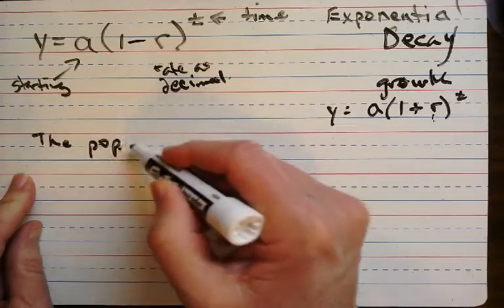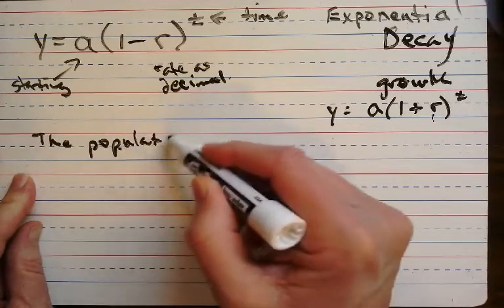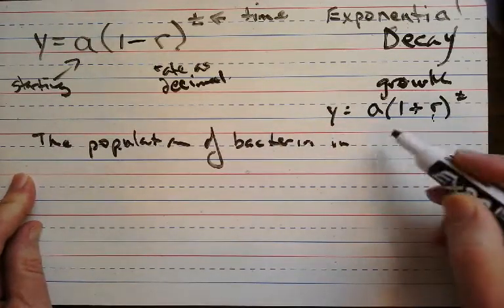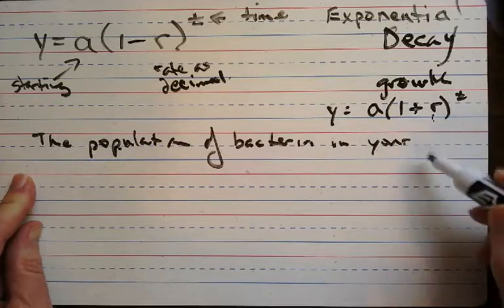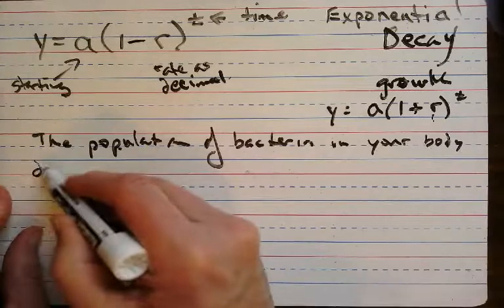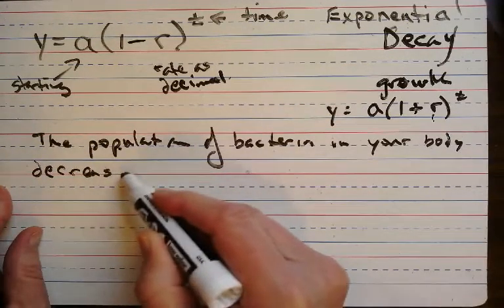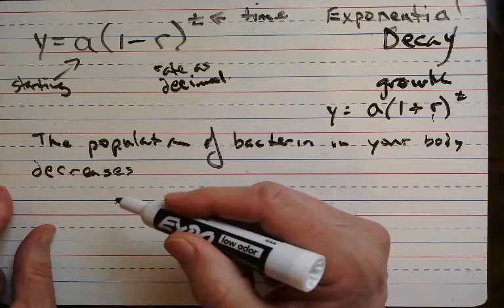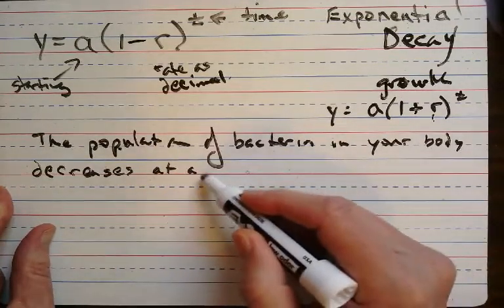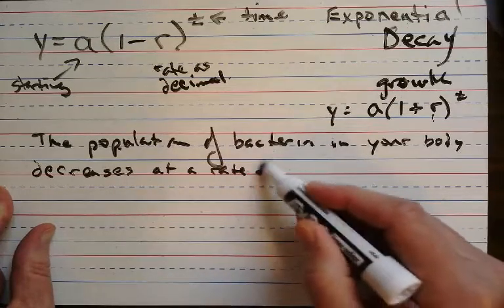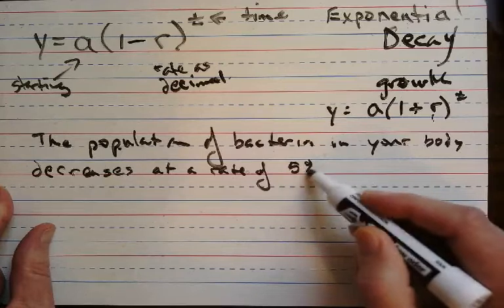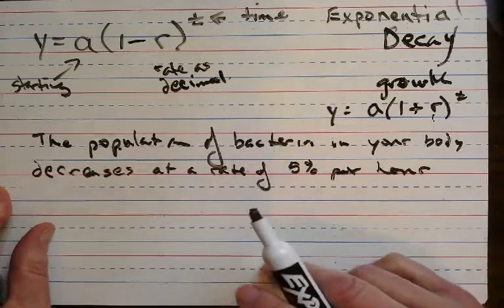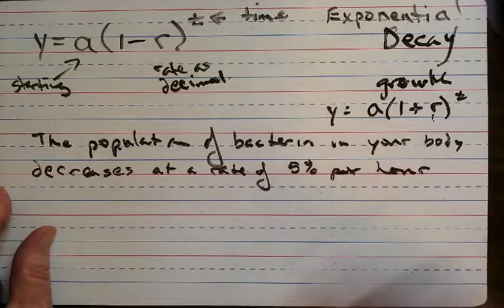the population of bacteria in your body decreases at a rate of 5% per hour.